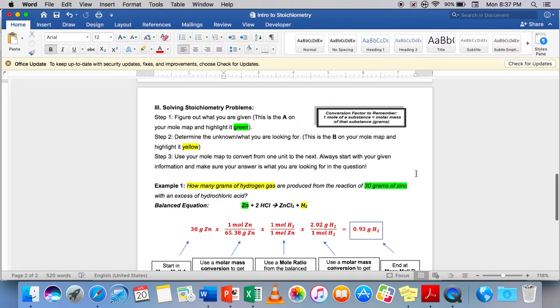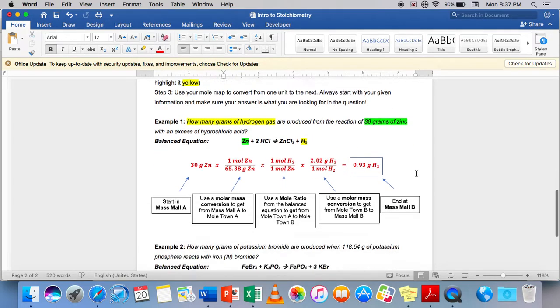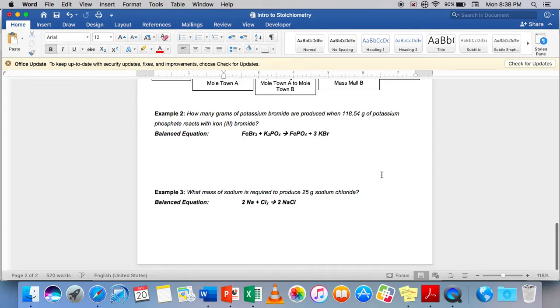In order to do this problem, we're going to go back to the top. It says step 1, figure out what you are given. This is the A on your mole map, and highlight it green. So the given is always going to be your number.